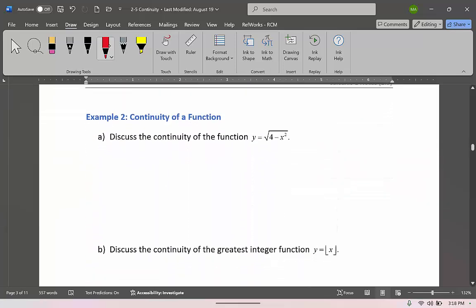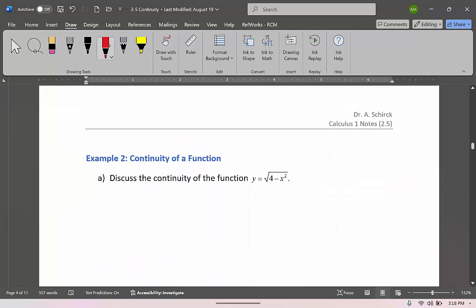All right, so here's an example. It says, discuss the continuity of this function. All right, so to discuss the continuity, the first thing we need to know is the domain of the function. Okay, and since we're taking a square root, that means that the 4 minus x squared has to be greater than or equal to 0. Okay, and that's only going to happen when x is between -2 and 2.